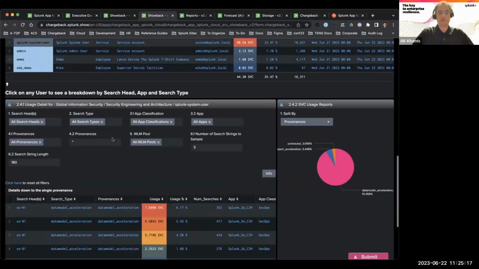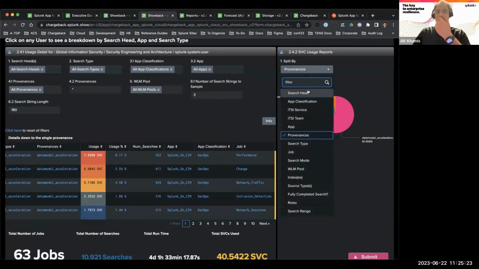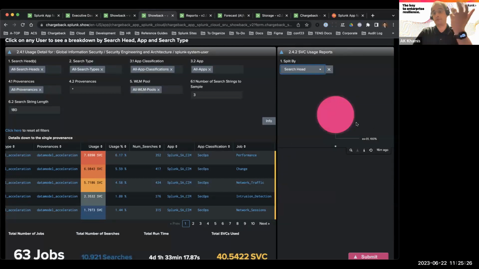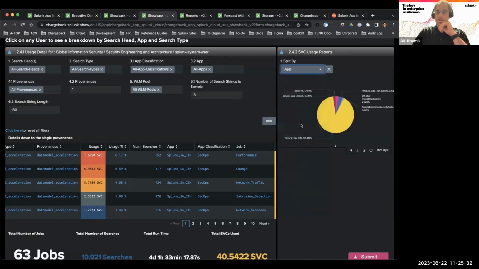Now, what you have here, I like to come in and say, well, let's look at different use cases. Let me see what searches they're using the most. Obviously, ES. Well, that's the security team, right? Let me see what apps. Okay, same, because of data model acceleration, but they have also used jobs and correlation searches in various different apps.